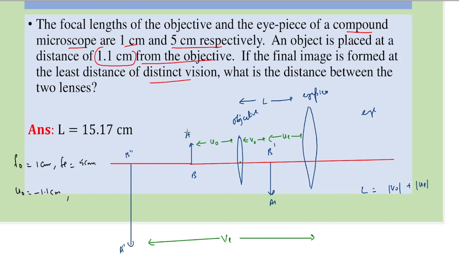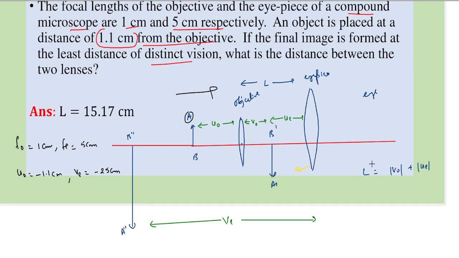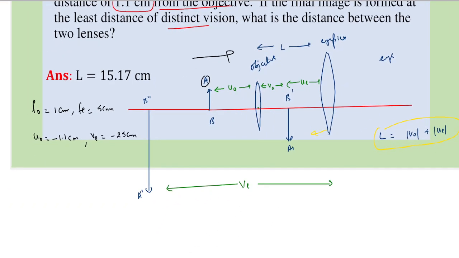The question says, if the final image is formed at the least distance of distinct vision, that is VE is equal to D, that will be minus 25 centimeter, because of the sign convention: the light from the object is going like this, and we are going opposite to find VE. So here VE is negative. We need to first find V naught and then UE to get the answer. We'll do it step by step. We'll first find UE.